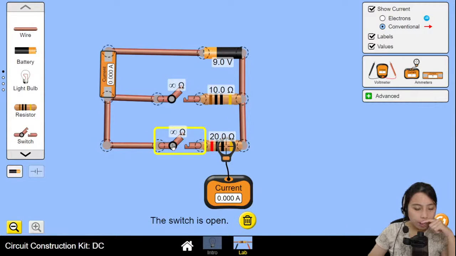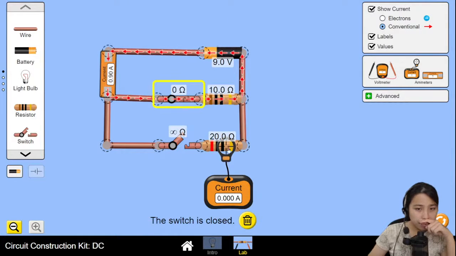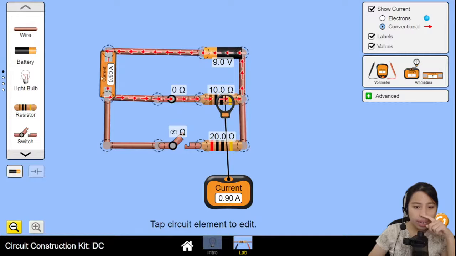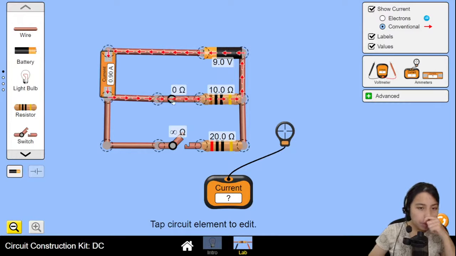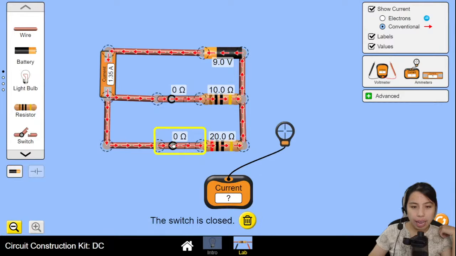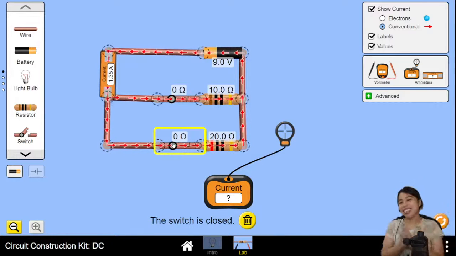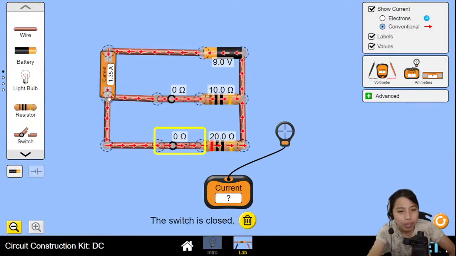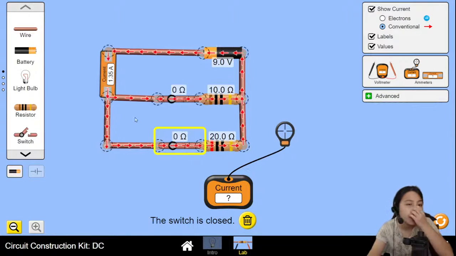Alright. The other one we did was we close the first switch. Okay, so if this one is 0.9, it should also be 0.9 because look, current is just flowing through that same loop. What if we close both switches? So you have current that is going to split right here. Some of them will go through the first resistor, some of them will go down.